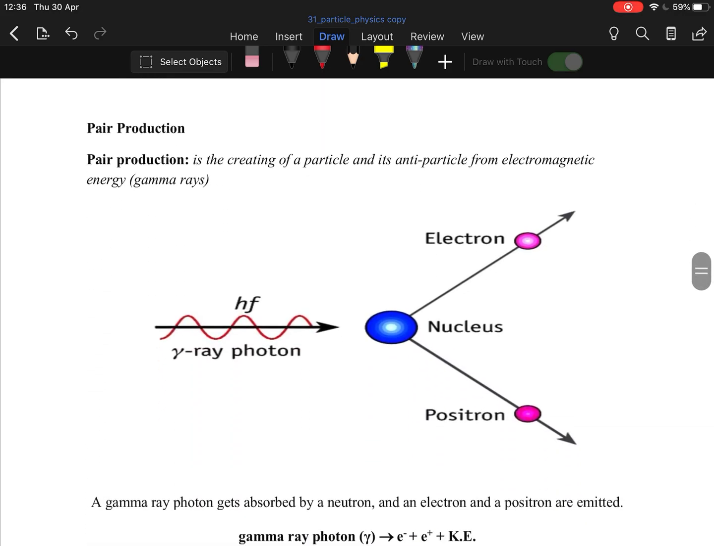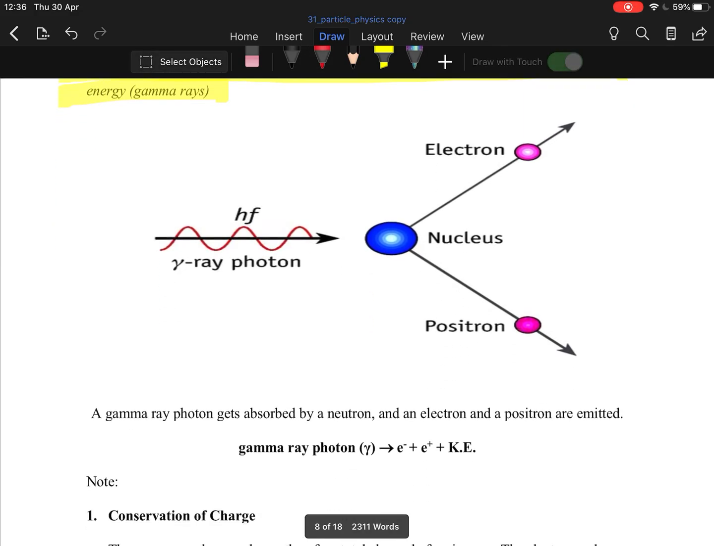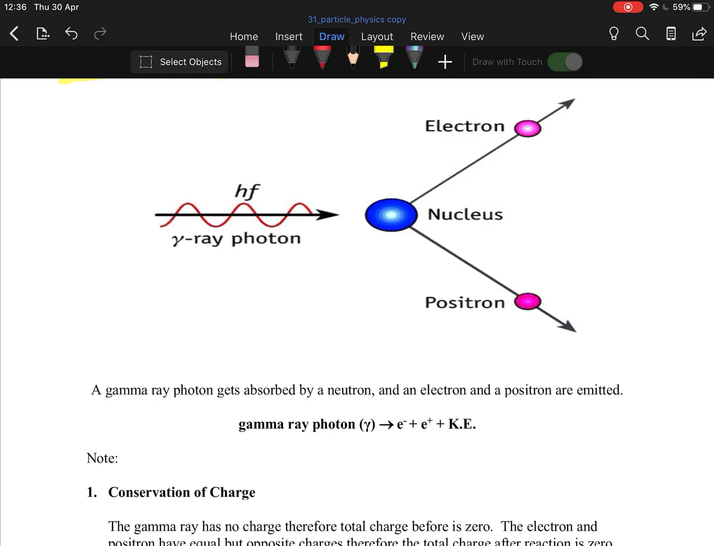All right. So pair production and pair annihilation are the last we're going to do for this video. You need to know them. Pair production is the creation of a particle and its antiparticle from electromagnetic radiation or gamma radiation. So basically the gamma ray comes in, strikes the nucleus and fires off an electron and a positron. The charge before is neutral. Afterwards it's also neutral, because the electron is negative and the positron is positive.